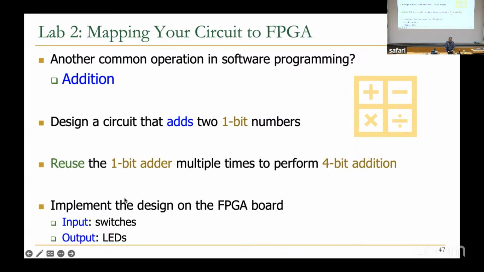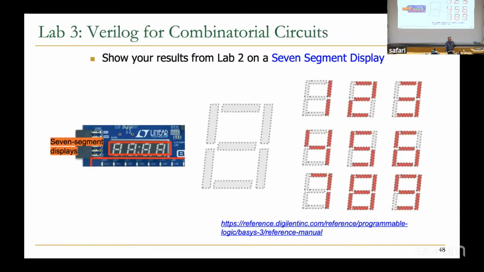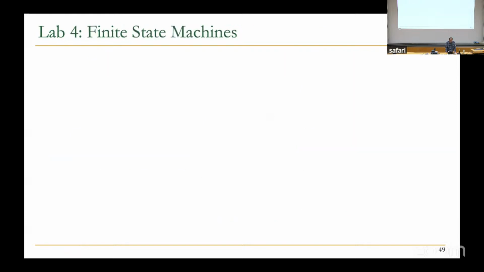Essentially, you need to implement your design on an FPGA board, and you use the input switches that I showed in that picture. There are some switches that you can use as the input to the FPGA, and the output of the FPGA goes to LEDs. So you can see the output on those LEDs, based on the lights that are lit. In lab 3, you're gonna use the 7-segment display to show the result of lab 2, essentially. So that's training you how to design combinational circuits for FPGAs.